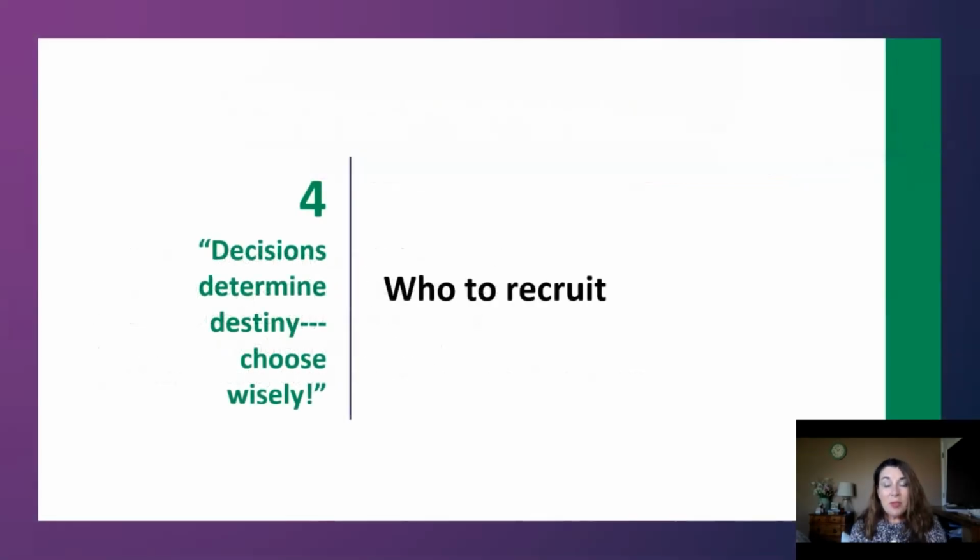So when determining who to recruit, how do we go about this? This quote says, decisions determine destiny. Choose wisely. And it is very important that when you're choosing the members to recruit to a coalition, that you step back and really ensure the right people are around the table and committed to the collaboration or coordination of efforts.